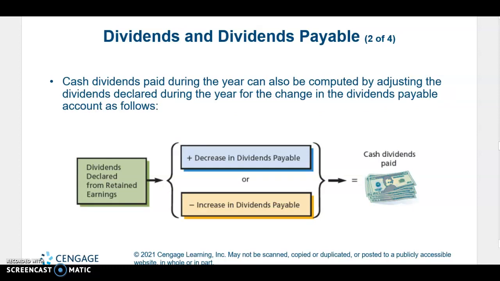Let's go ahead and look at some other ways that the textbook is going to have us calculate this. We can find out our dividends declared from our retained earnings balance. Then we have to account for the decrease in dividends payable or the increase in dividends payable to calculate the cash dividends paid. So if dividends payable went up during the year, then you would have to subtract that out. If dividends payable decreased during the year, then you have to add that back. You can memorize that, but I'm going to explain why so it makes more sense.